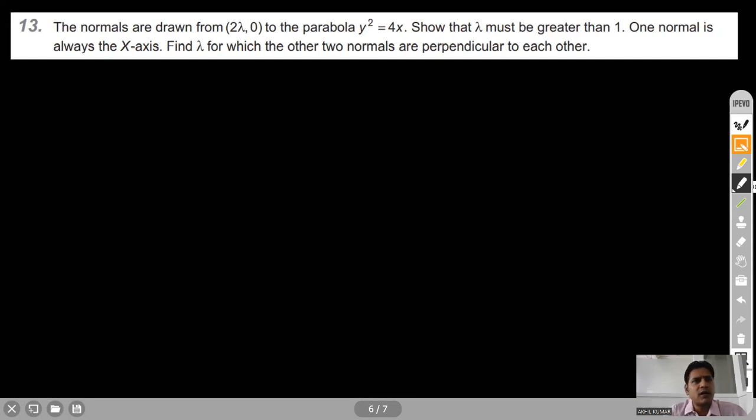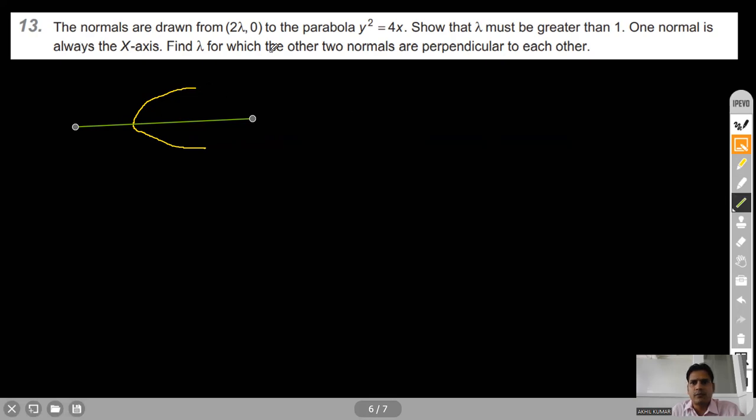And further, it is saying one normal is always the x-axis, and find lambda for which the other two normals are perpendicular to each other. So this question is also based on that concept of co-normal points only. So let me draw one rough sketch. So this is our parabola y square is equal to 4x. And let me zoom this to be our x-axis. And we are drawing three normals to it.